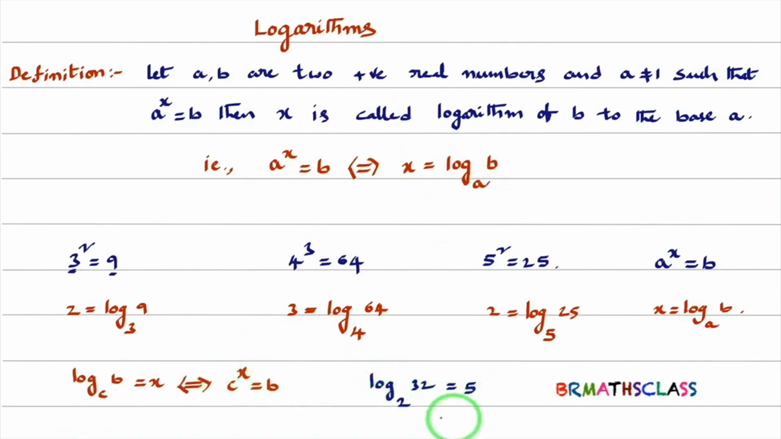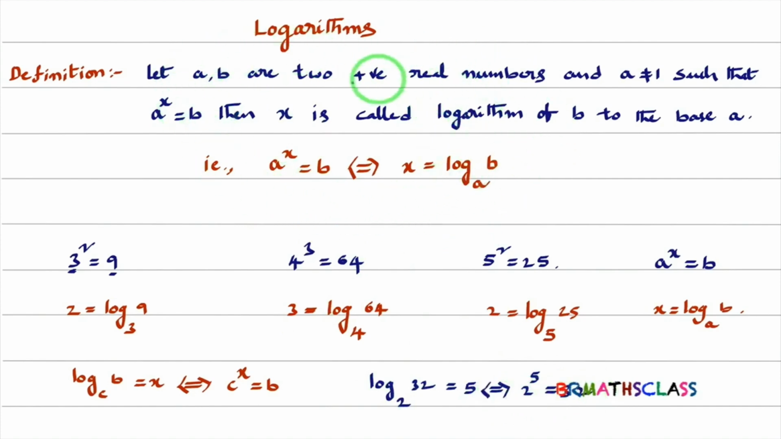Please observe this. Log 32 base 2 is 5. The logarithm of 32 base 2 is 5. How can you write this in the form of a power x equal to b? You just take this base to the power of this number: 2 power 5 equal to 32. I hope you are understanding.